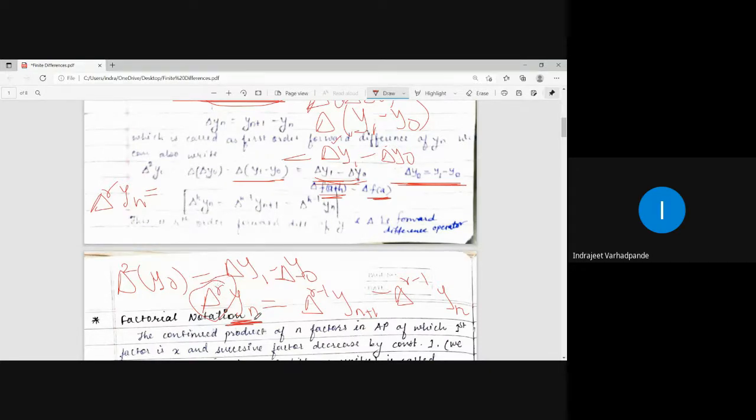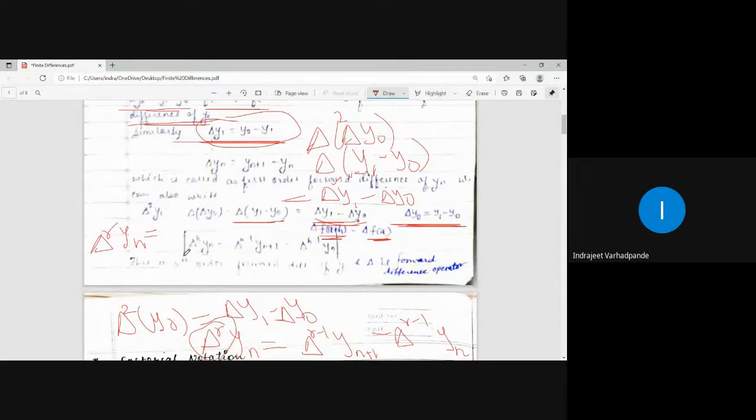So delta square of y0 will be delta of y1 minus delta of y0. So this is particularly the line: delta^r of yn is equal to delta^(r-1) of yn+1 minus delta^(r-1) of yn, called the rth order forward difference of yn. What is delta? Delta is called the forward difference operator. Clear up to this, everybody?